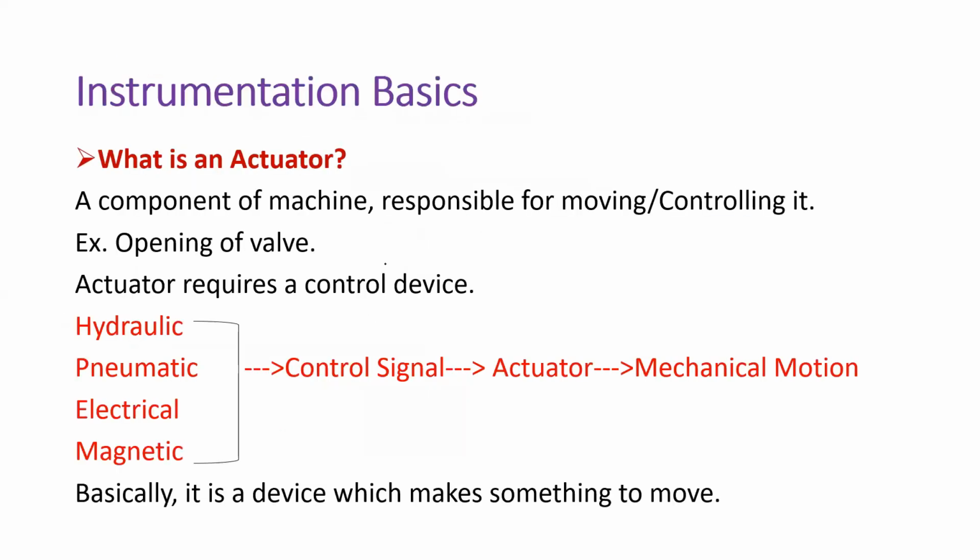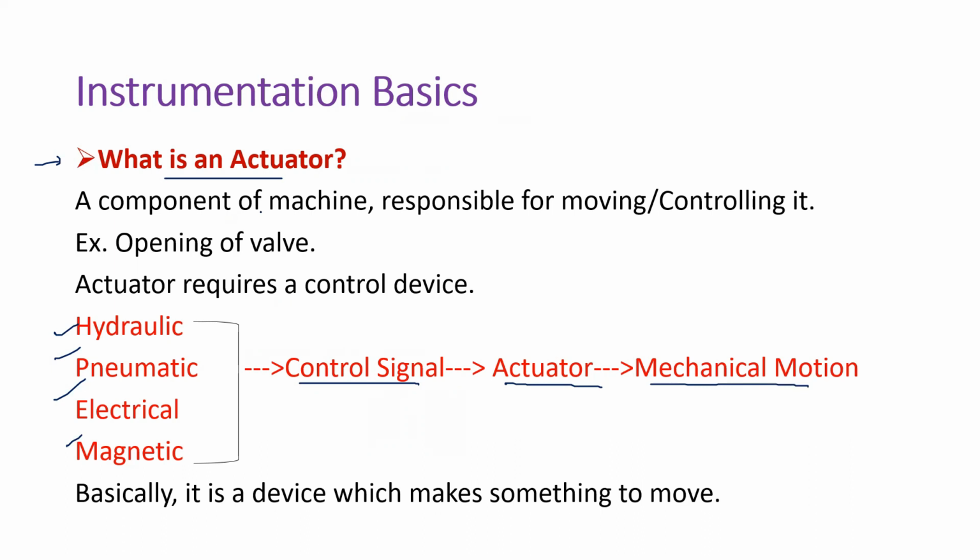Now come to the instruments and basics. It is very important here. So I have defined here what an actuator is, and usually we control the device using the actuator. So suppose hydraulic, pneumatic, and electrical or magnetic devices are there. We use the control signal here out of these, and the actuator is used in between, and after that we connect the mechanical motion.